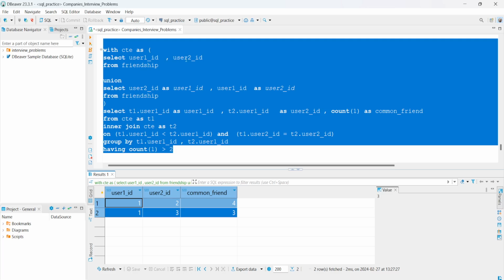So yes, I think this was the code, but the code is quite tricky to code it up, right?